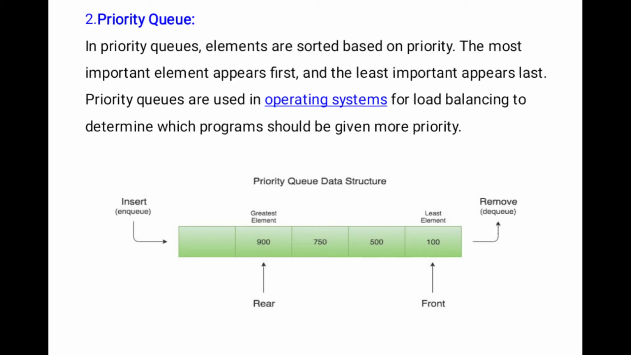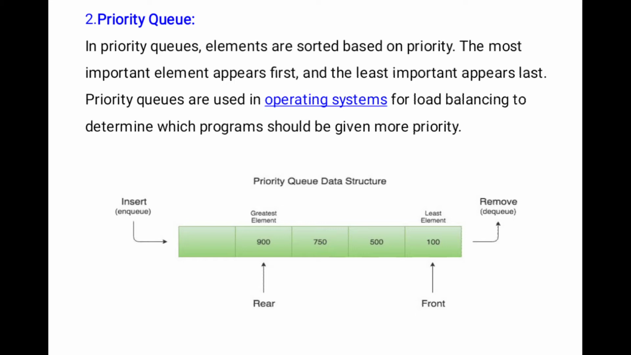In priority queue, elements are sorted based on priority. The most important element appears first and the least important appears last. Priority queues are used in operating systems for load balancing to determine which programs should be given more priority.